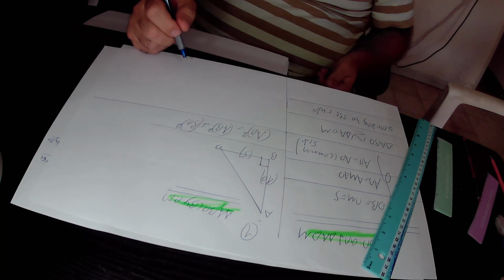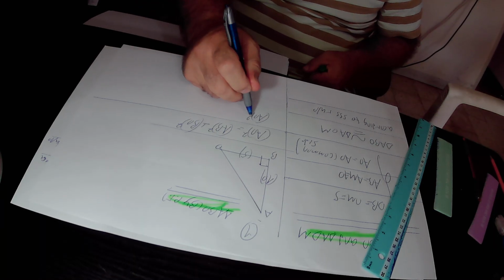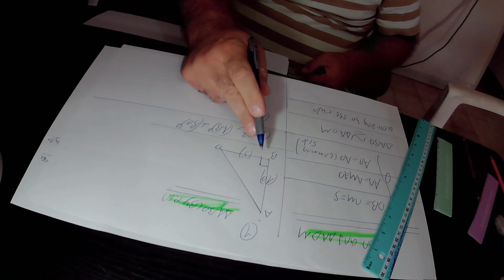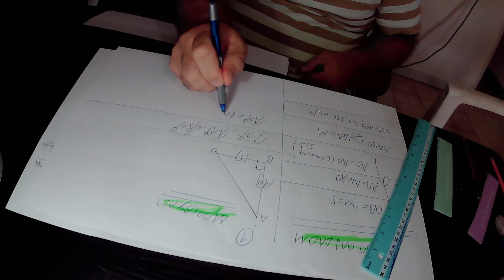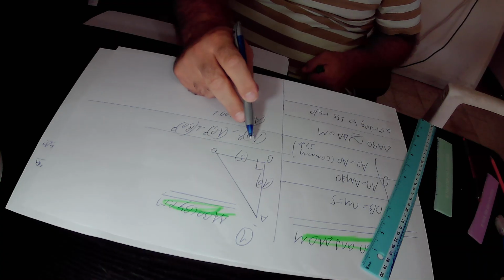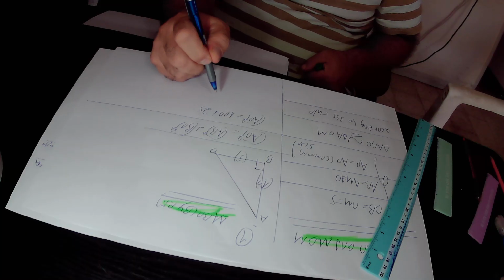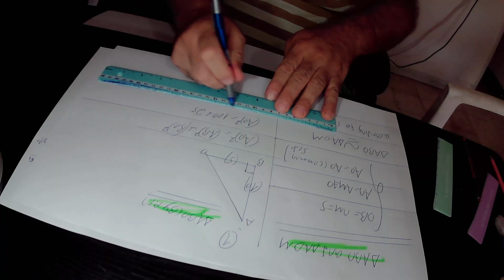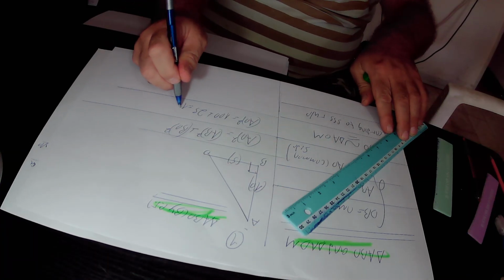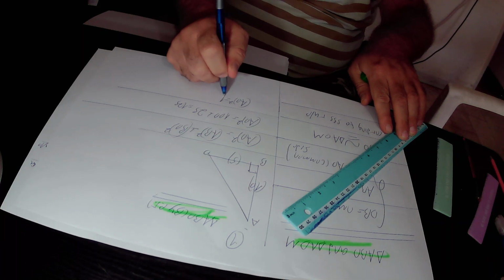AO is the missing side, so leave it as it is. So it is AO squared equals AB squared. AB is 10, therefore AB squared is 10 squared, that is 100, plus BO squared. BO is 5, therefore BO squared is 5 squared, that is 25. So in total AO squared equals 100 plus 25, that is 125. So AO squared equals 125.